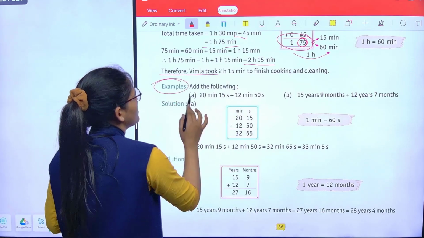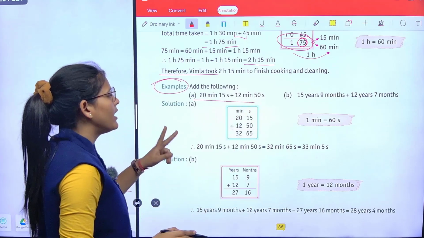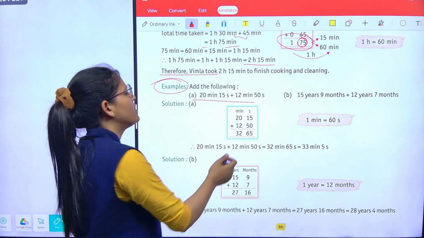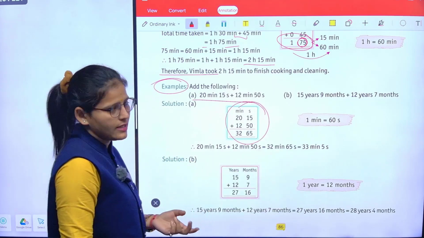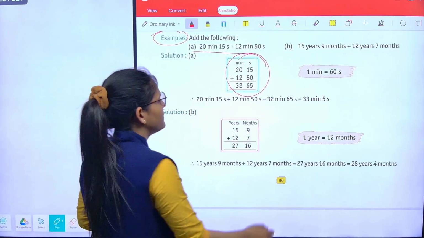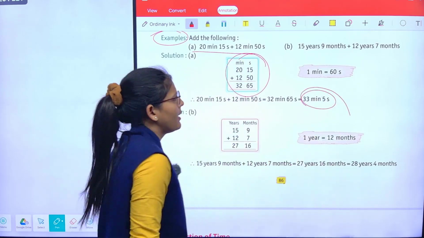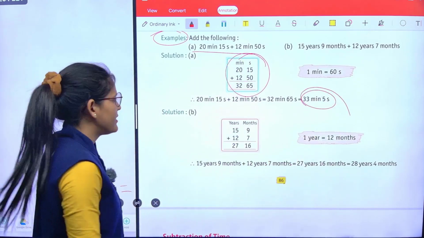Now class, examples: 20 minutes 15 seconds plus 20 minutes 15 seconds. Class, हम उसको अरेंज करेंगे पहले कॉलम्स में, देन हम उसको ऐड कर देंगे. Because 1 minute is equal to 60 seconds. That is 33 minutes 5 seconds. Come on.